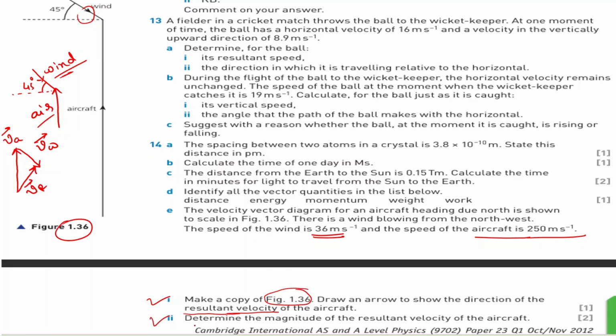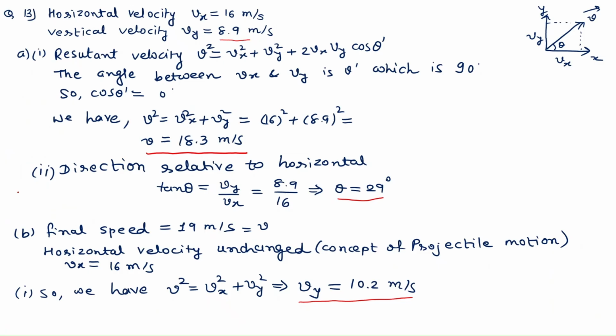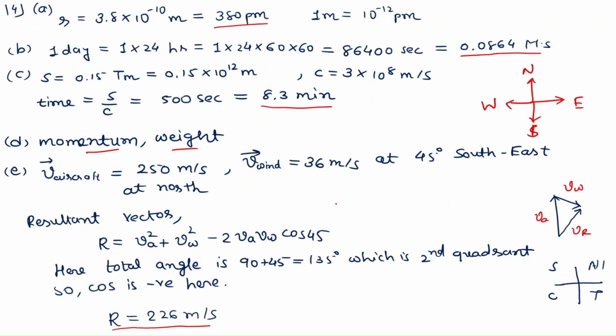Now, the second one is to determine the magnitude of the resultant velocity of the aircraft. So we have to find the resultant velocity. It's all about the drawing. Now we have to find the magnitude. What is VR? For that, we have a formula: the resultant vector VR squared equals VA squared plus VW squared plus twice VA VW times the cosine of the angle between these two vectors.